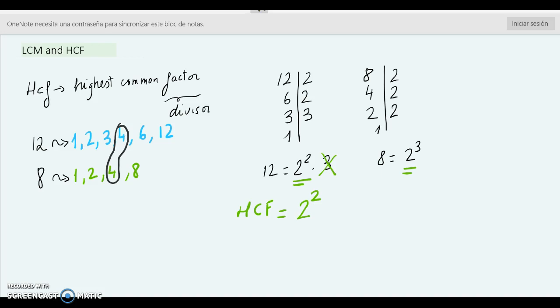Again, I cannot repeat the factors, so I cannot multiply by 2 to the power of 3. This is a mistake, so this is wrong. I erase this. So the solution is 4.